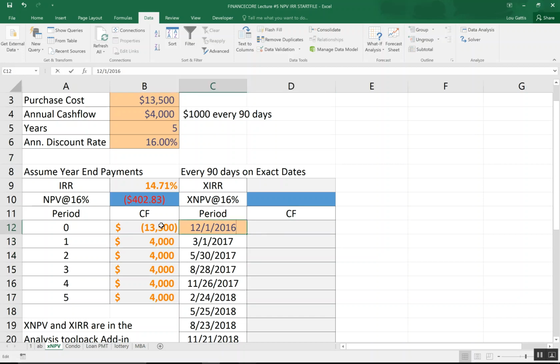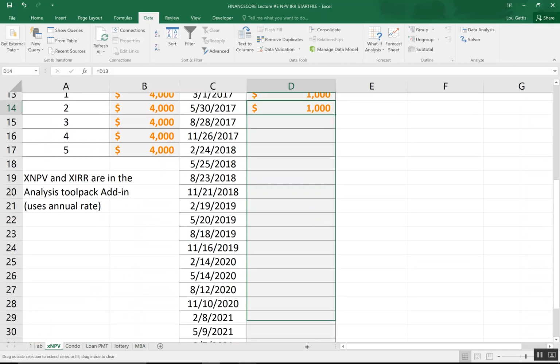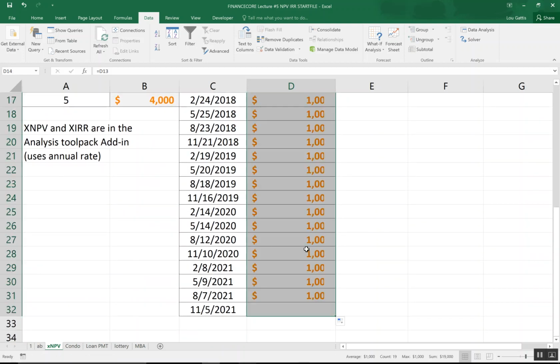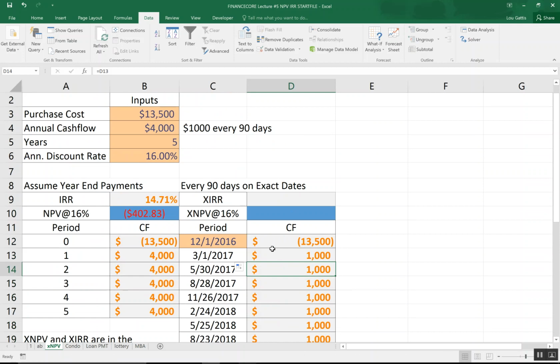So let's pretend the cash flows start today, 12/1/2016. So let's put in that first cost, and then we're going to receive $1,000. I'm going to just take that number, divide it by 4, and then I'm just going to copy those numbers. So this project is going to return the same cash flows as the annual cash flows to the left, but you're going to get them a little bit sooner. You don't have to wait 1 year then 2 years. You're going to get it in 3 months, 6 months, 9 months, 15 months, 18 months, and so on.